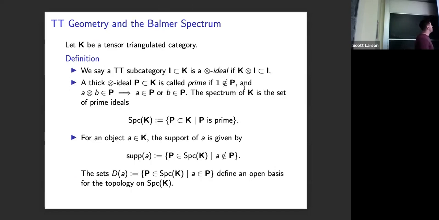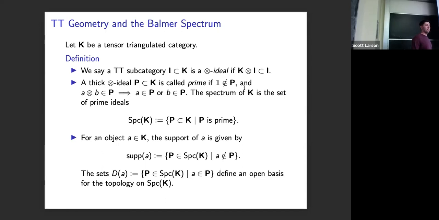So if you have a tensor triangulated category, you can form direct sums in your category and you can form tensor products. So the idea is to treat K like a ring. And so there's this notion of a tensor ideal. A subcategory I is called a tensor ideal if it has this absorption property: if I tensor K lands you back in I. A tensor ideal is thick. Oh, okay, yeah. Thick means closed under direct sum.